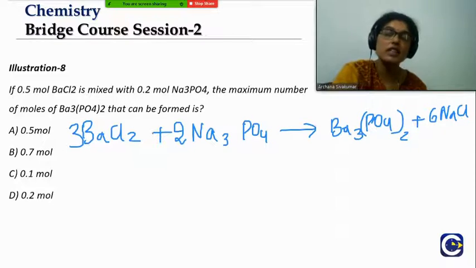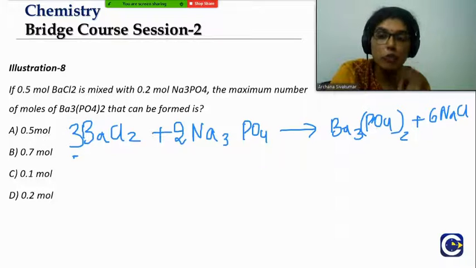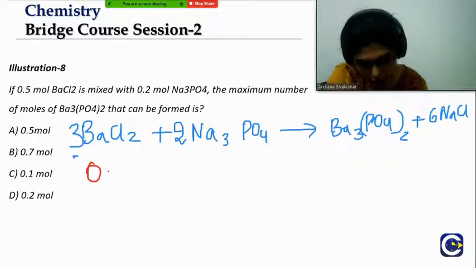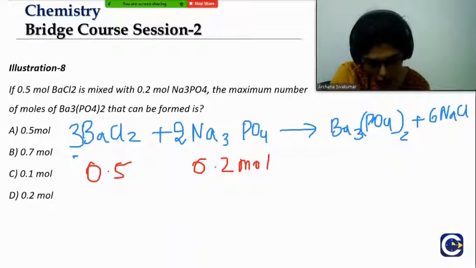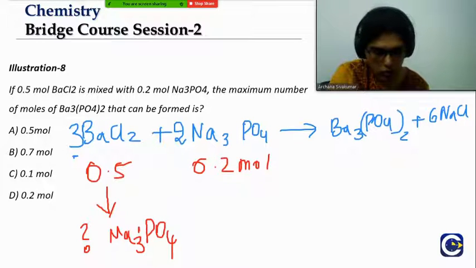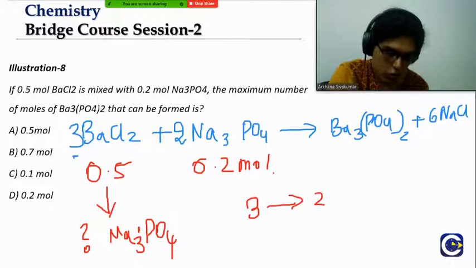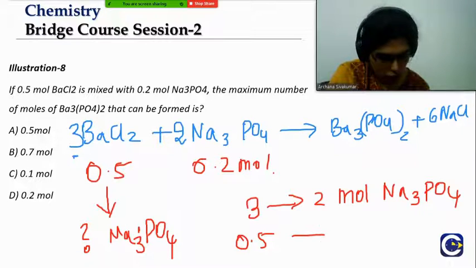So the question here is, we know the standard already, it is represented in the reaction. And the question here is 0.5 moles of barium chloride is taken and 0.2 moles of sodium phosphate is taken. We have to find out what is the limiting reagent here first, right? So 0.5 mole of barium chloride will require how much sodium phosphate? How do I find out? 3 moles require 2 moles of sodium phosphate, right? So 0.5 mole will require how much?